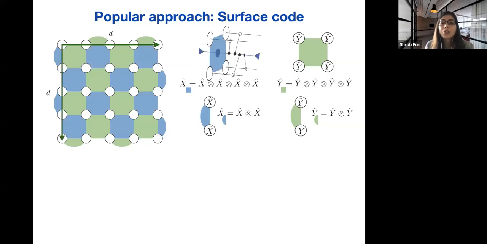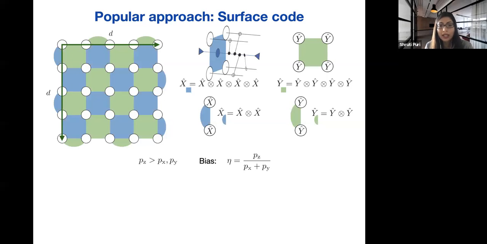Okay, so now how do you measure these stabilizers to detect errors? What you do is you put an ancilla at the center of the plaquette, and then you perform these CNOT gates between your data qubits and the ancilla qubits, and then you measure the ancilla. If the ancilla was measured to be in the same state as it was initialized in, there was no error. But if it flips, then there was an error in one of the data qubits.